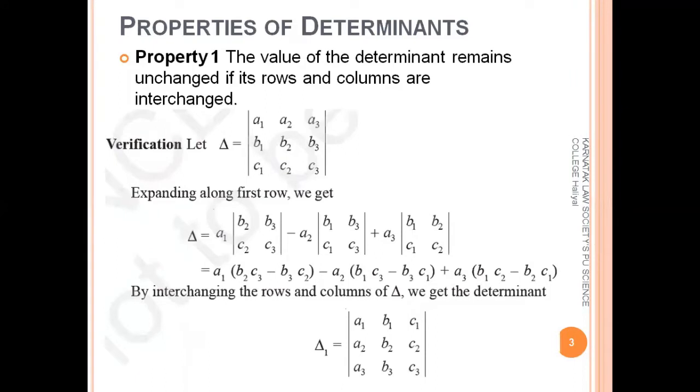In that, the first property is: the value of a determinant remains unchanged if its rows and columns are interchanged. See here, the value of the determinant remains unchanged. Its value does not change if you interchange the rows and columns. That is, if you take the transpose of the given determinant, its value does not change, meaning converting rows into columns and columns into rows. They have given here, verify, we need to verify property 1.